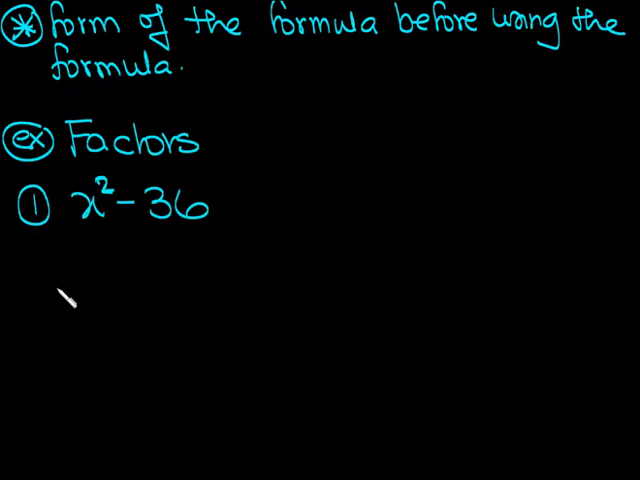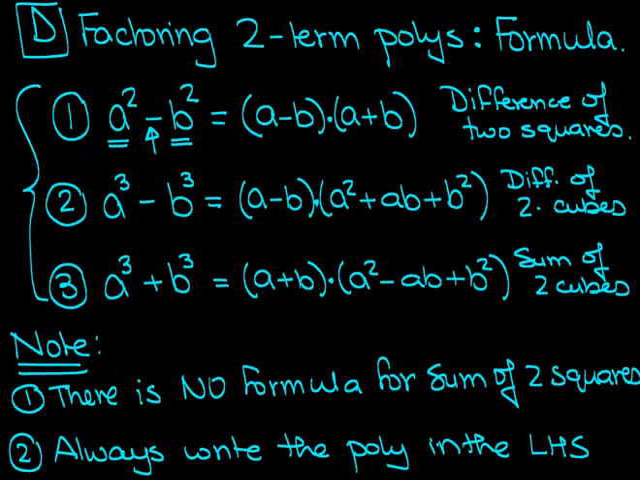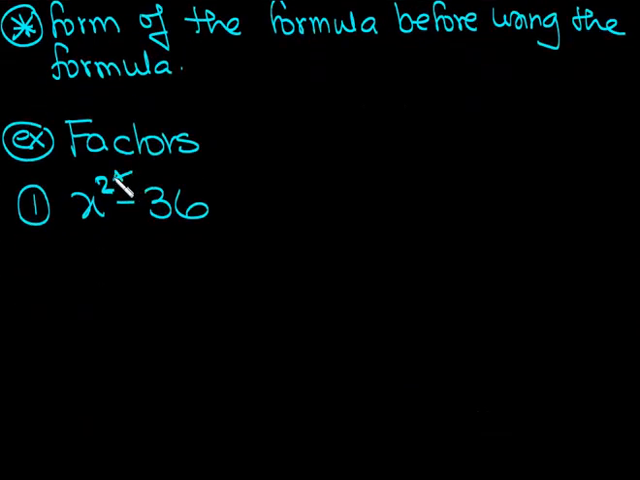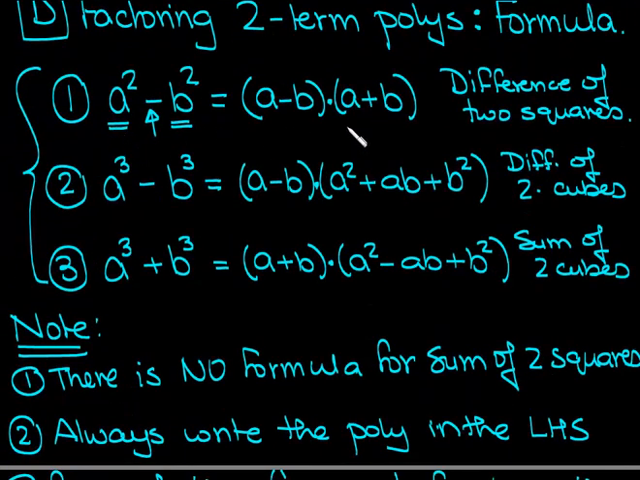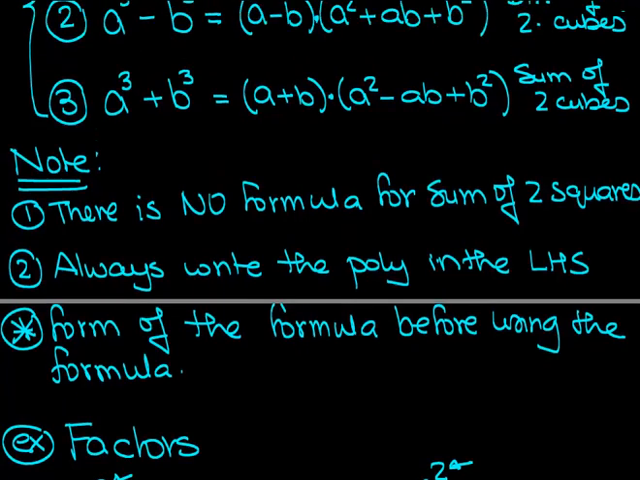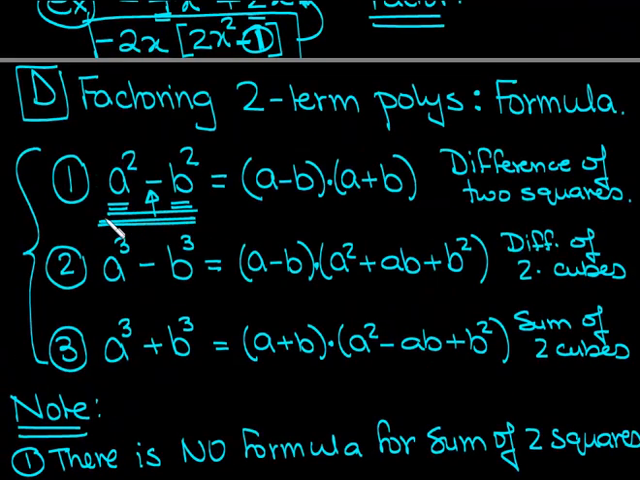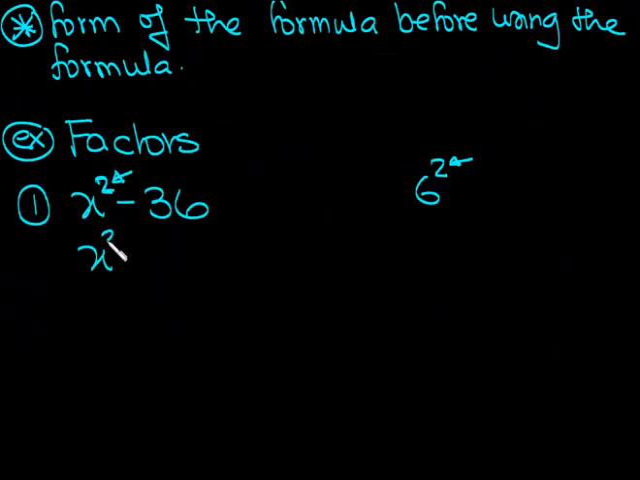To use this formula, to factor this, we need to use one of these formulas. And since I have a square here, and I know 36 can be written as what? 6 squared. That tells me I want to use the difference of two squares formula. So the first thing, what did I put in this note? First, always write the polynomial in the left hand side form of the formula. So first thing I want to do is write it this way. Actually write it as difference of two squares. So let's do that. x is already written as a square, and then I'll write 36 as 6 squared.